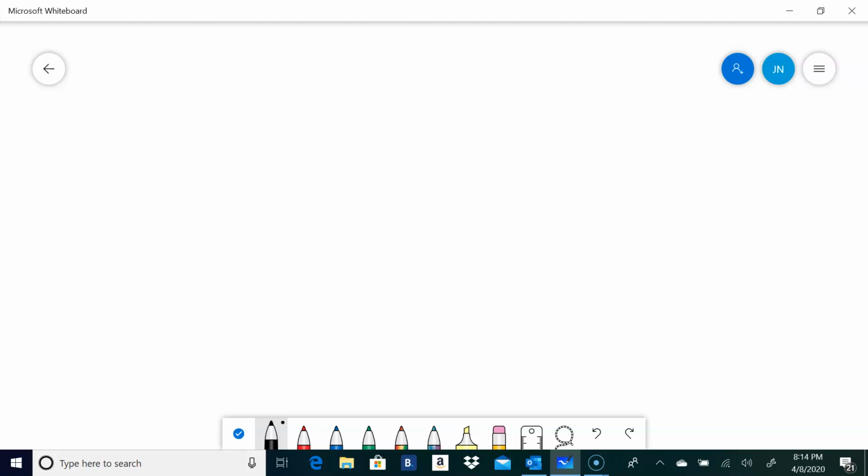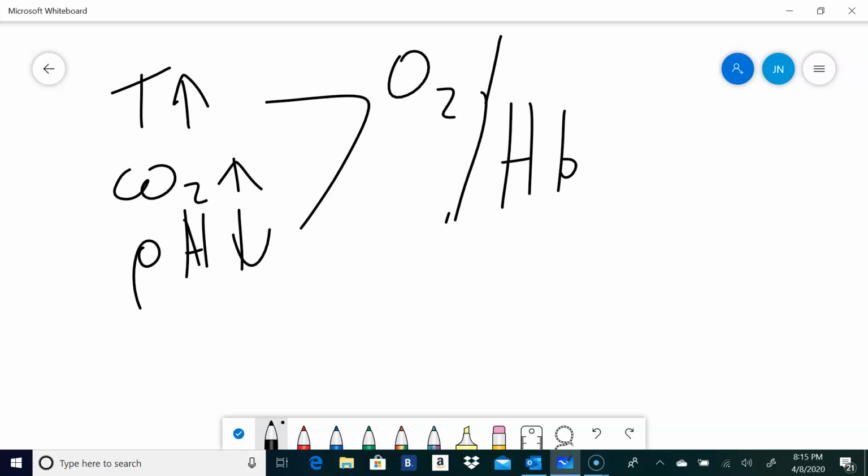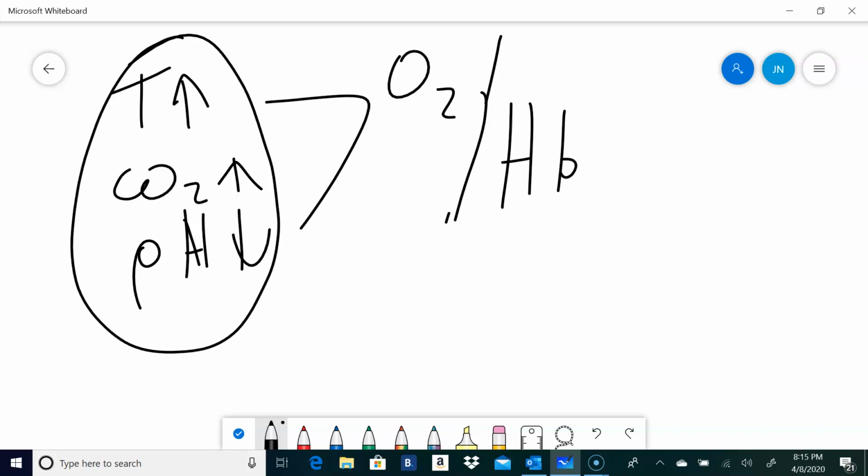There's more than enough oxygen in your blood. If tissues need more oxygen, the conditions that those tissues create by being active cause more oxygen to let go of hemoglobin. Remember, in an active tissue, temperature goes up, carbon dioxide levels go up, pH goes down. All of those things cause oxygen and hemoglobin to separate. The more active a tissue is, the more you see those conditions, and the more oxygen will let go of hemoglobin, because active tissues need more oxygen.